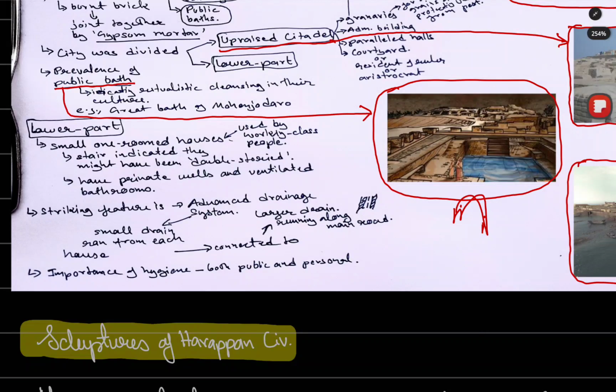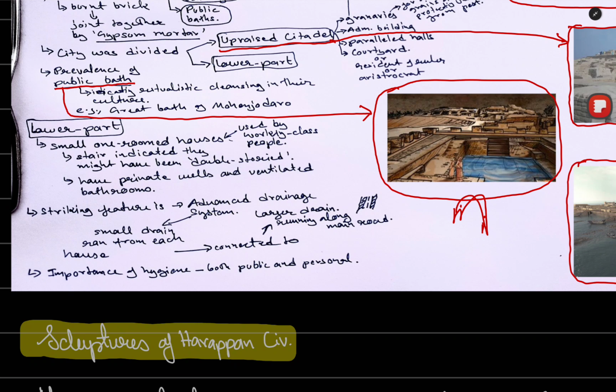The lower part basically had one-roomed houses, which were used by the working class people. The stairs indicate that the buildings might have been double storied, and they had private wells and ventilated bathrooms.